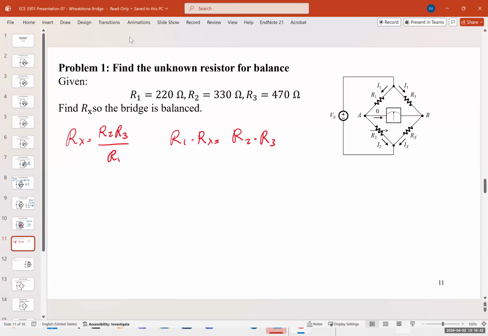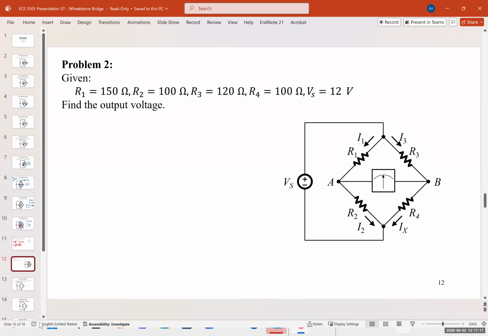Okay, so has anyone solved it? What did you get? Yes, perfect. So R2 here is 330. Rx is R2 times R3, which is 330 times 470 divided by R1, which is 220, gives us 705 ohms. So pretty easy. If you get an example like this in an FE exam, it'll be pretty simple. It's a little bit tricky when the system is unbalanced, for example.